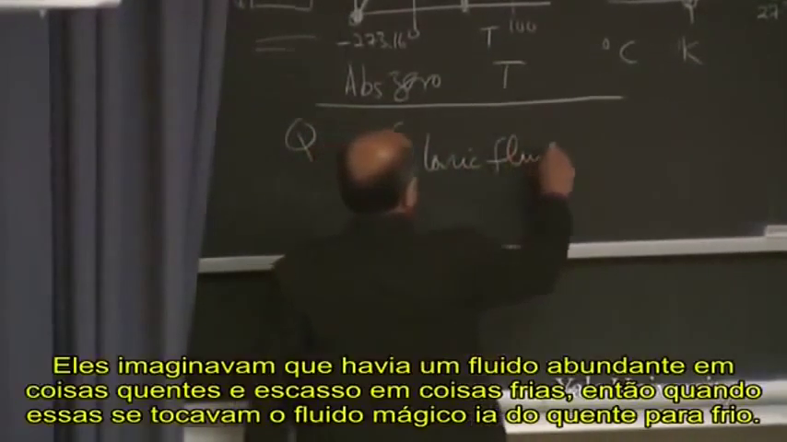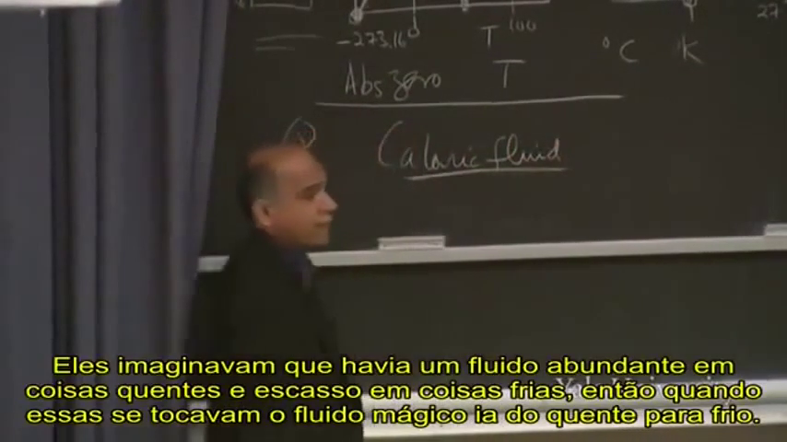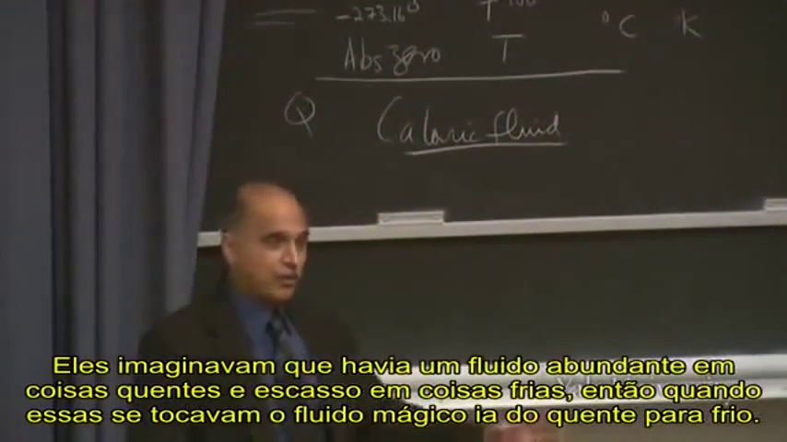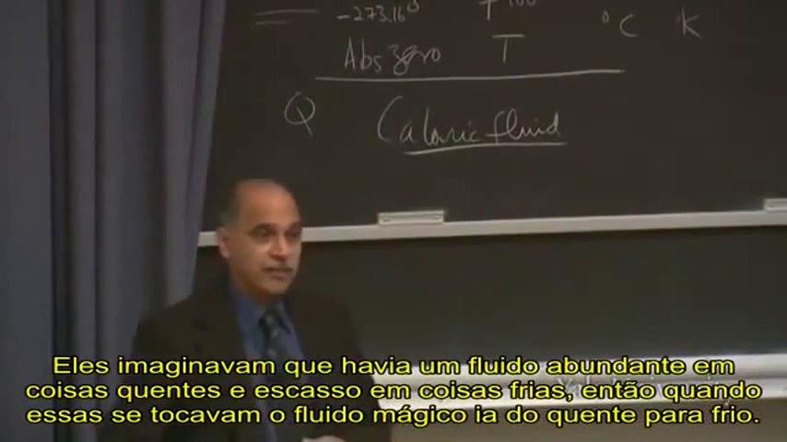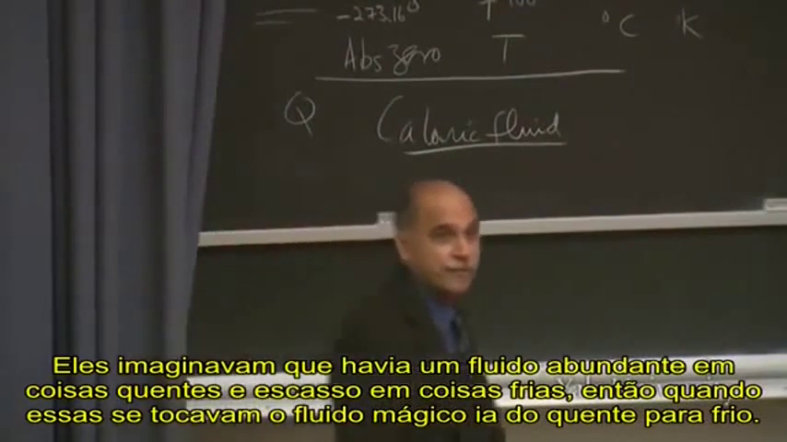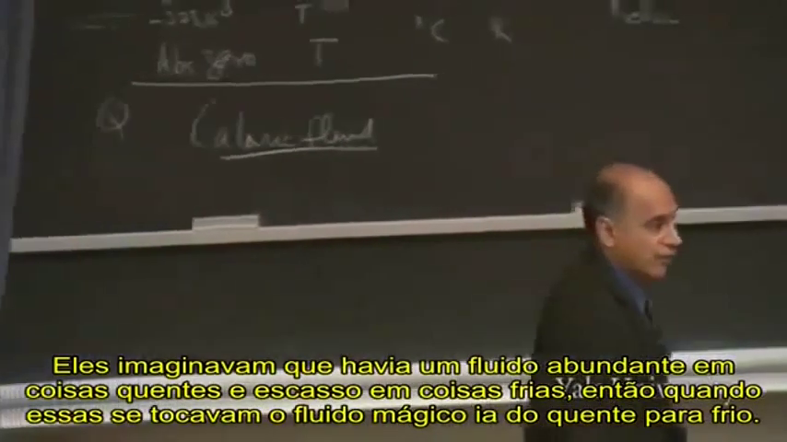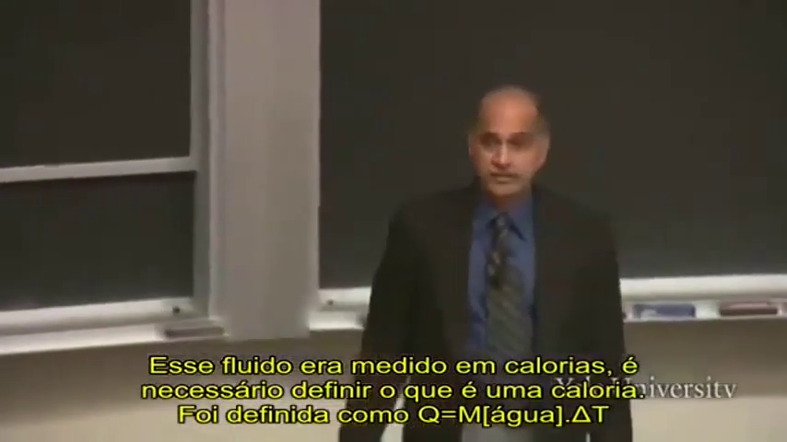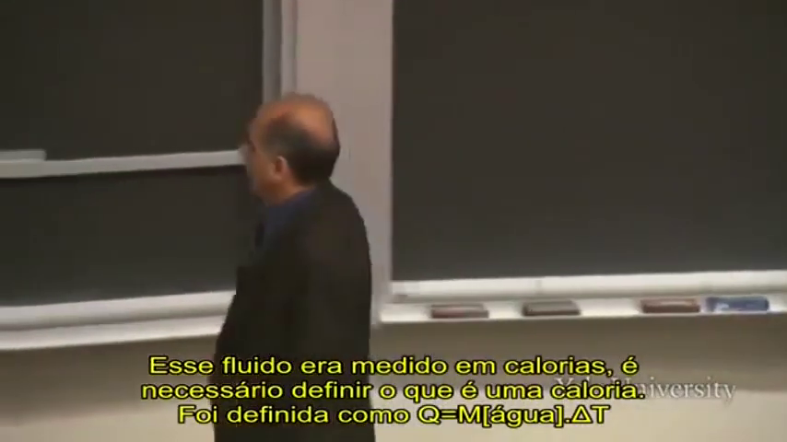They imagined there was a certain fluid which is abundant in hot things and not so abundant in cold things. When you put hot and cold together, this magical fluid flows from hot to cold, and in that process heats up the cold thing. And they decided to measure it in calories. And so you have to define what a calorie is.